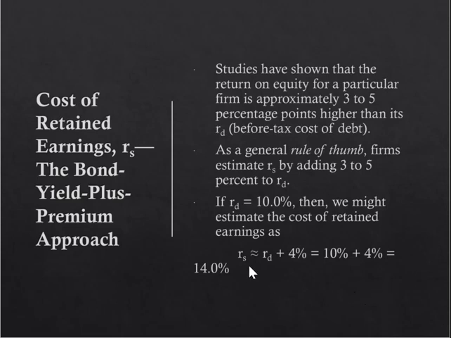So the required rate of return on the stock is equal to required rate of return on the debt plus 4%. So if the required rate of return on the debt is 10%, you add 4% to it, and the required rate of return utilizing the bond yield plus premium approach would be 14% in this case.